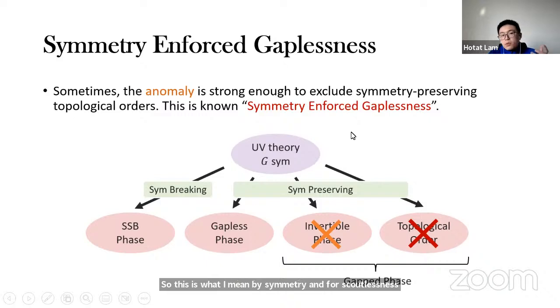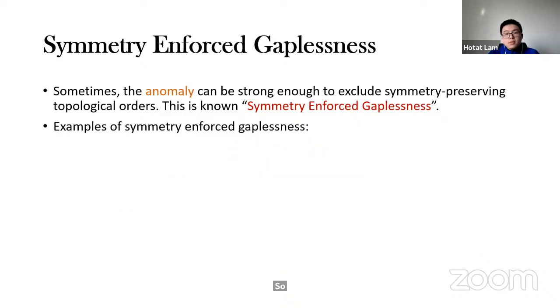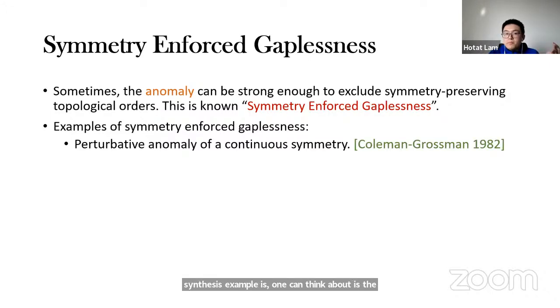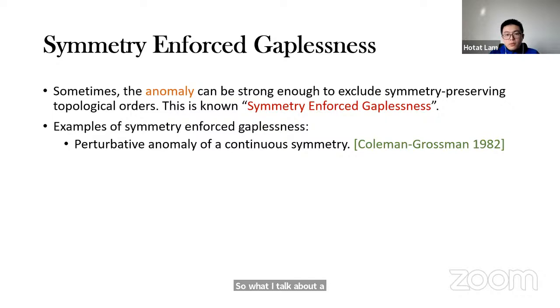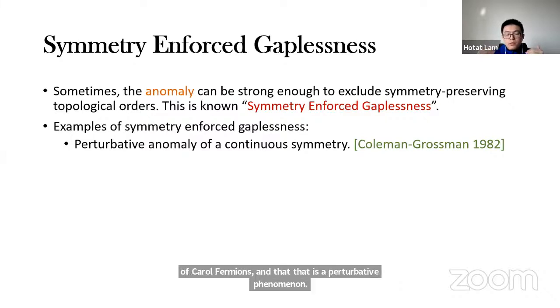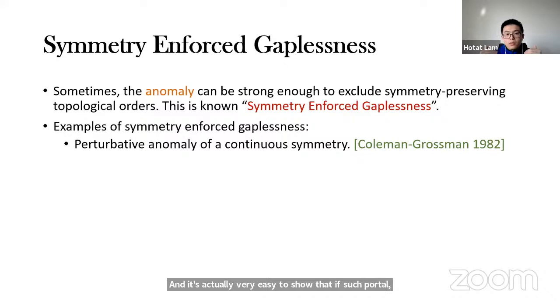There are various examples of symmetry-enforced gaplessness. The simplest example one can think about is the perturbative anomaly of a continuous symmetry. When I talk about perturbative anomalies, I mean, for example, the anomaly of a chiral fermion. It's actually very easy to show that if such a perturbative anomaly exists, then the current correlation functions have to decay as a power law. Because of this power-law decay, the theory has to have some gapless degrees of freedom, and that's why the theory always flows to a gapless phase if the symmetry is preserved.